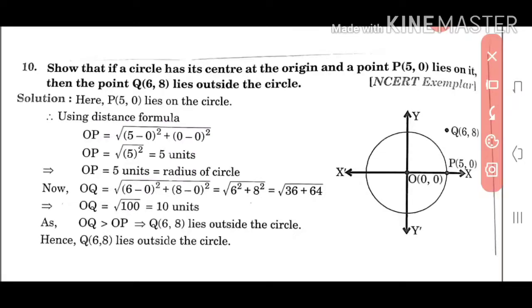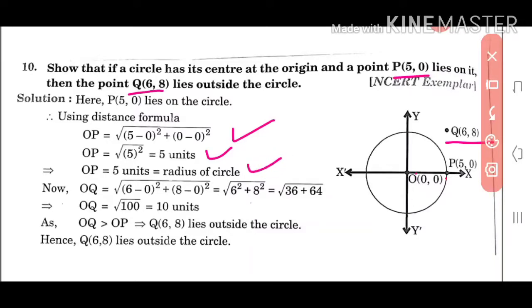Look at this question. If a circle has its center at the origin and the point (5, 0) lies on it, then show that (6, 8) lies outside the circle. So you can mark (6, 8) outside the circle, and (5, 0) on the circle. Now you will use the distance formula and find the OP distance. OP is the radius. So you get root of (5 minus 0) whole square plus (0 minus 0) whole square, which is root of 5 square, so you get 5 units. OP equals 5 units.